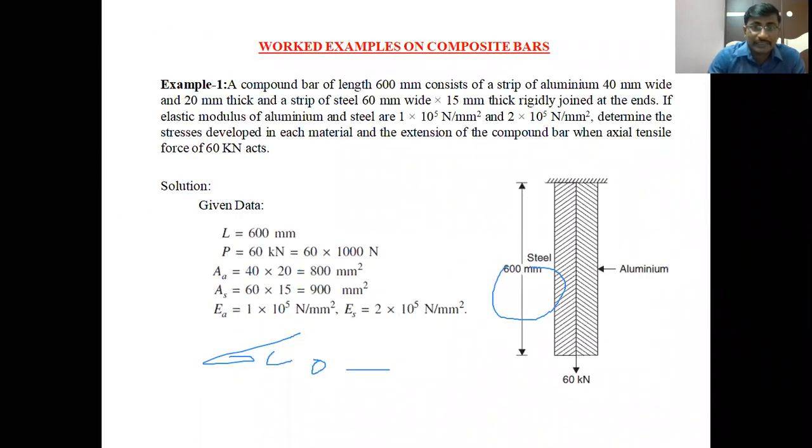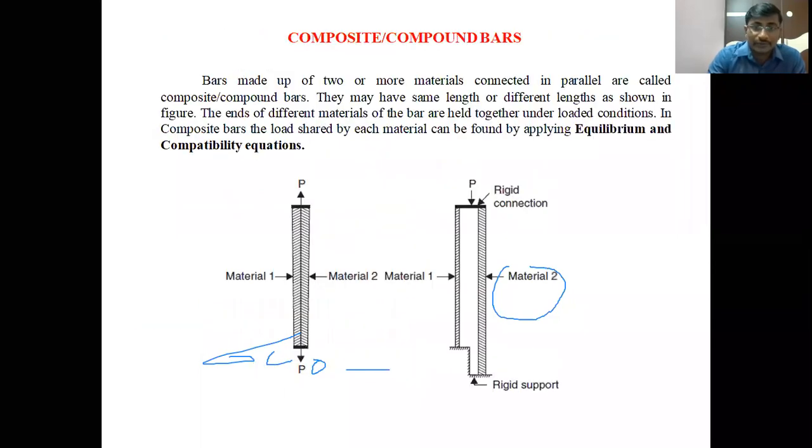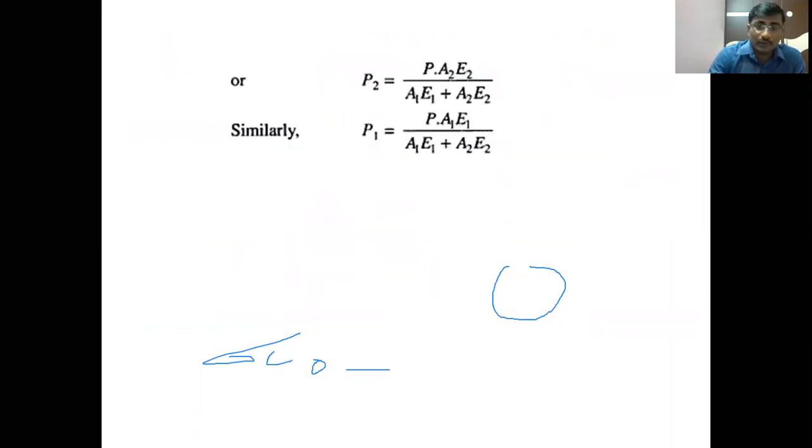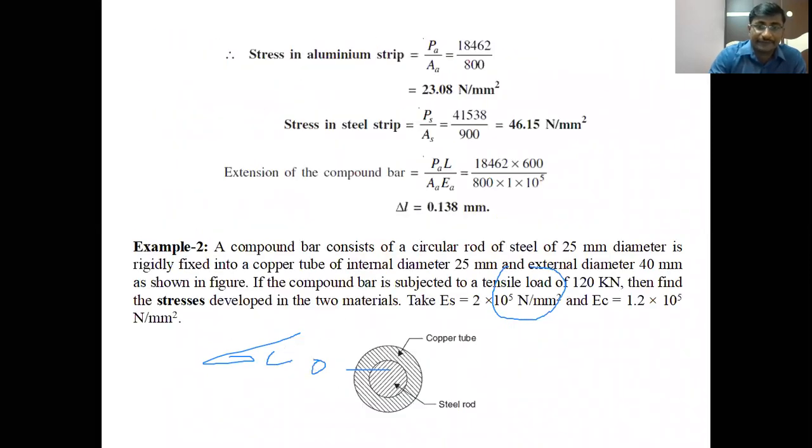I hope you are understanding these two problems along with the concept of composite bars. Whether they have different lengths or the same length, you can calculate the stress in each material by taking two equations, equilibrium and compatibility. These are the main equations to solve composite bars. How to remember these two equations, equilibrium and compatibility? Clear? In these two problems, we have taken both materials having the same length. Initial lengths are the same.